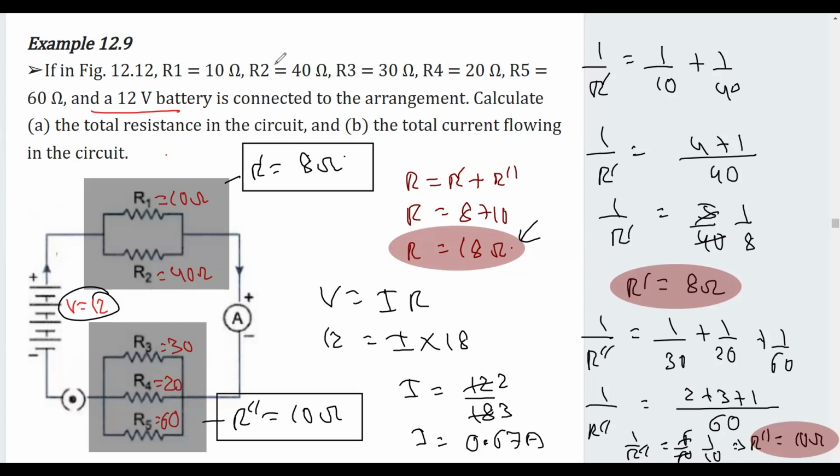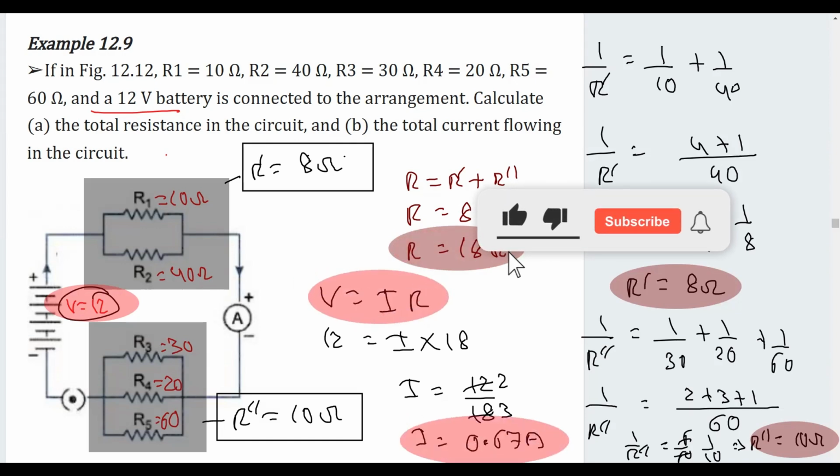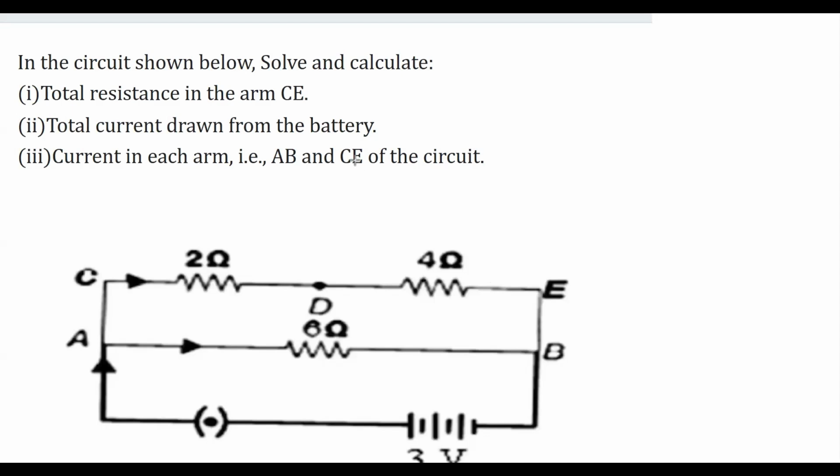ampere. So one more time, we had V given here as 12 volt, and R was 10, 18, sorry. Using this relation, we got current as 0.67 ampere. Now let's move to the next question.